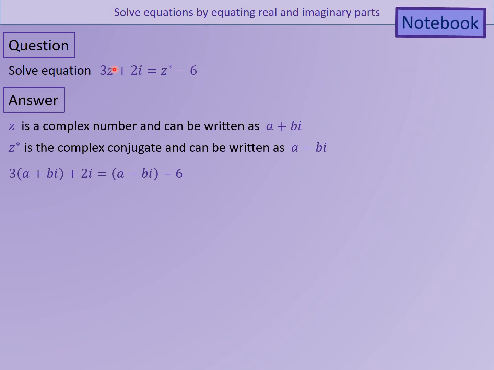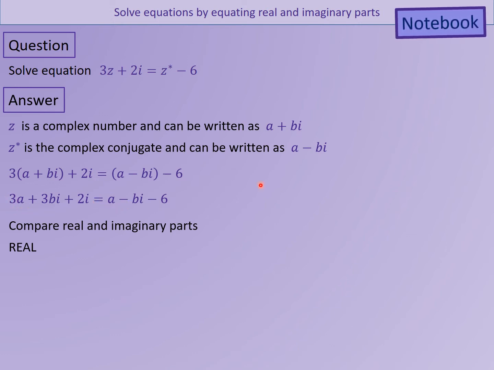Now we can substitute these two in. So where we see z and z star here, we can substitute in the a plus bi and the a minus bi, and then we can start to solve this. So if we multiply out both sides to remove those brackets, we can then take a look at the real parts and imaginary parts separately. So looking just at the real parts, that's anything without an i, so we have 3a, a, and the minus 6.